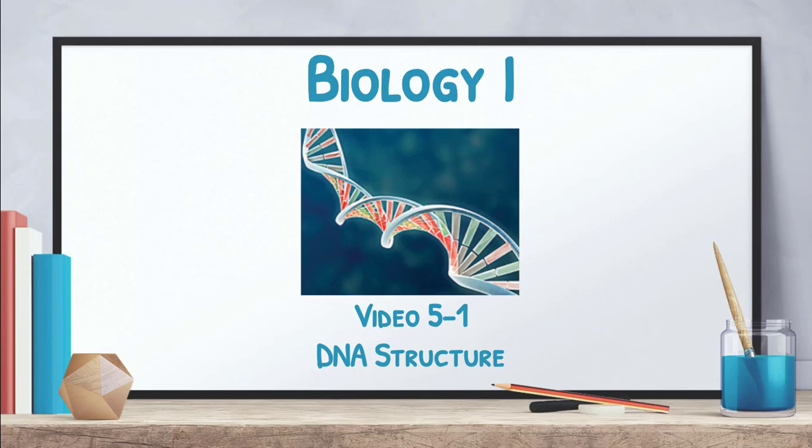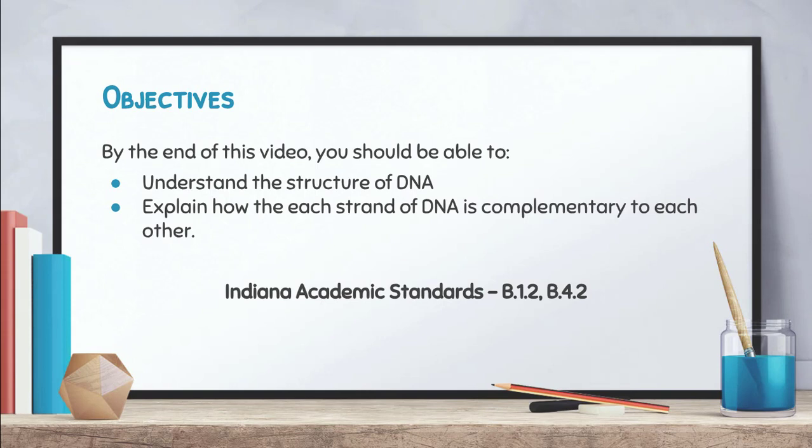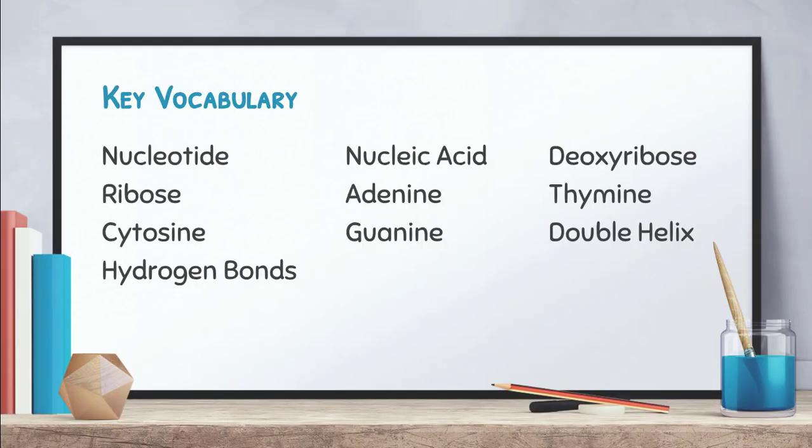So we're going to take a look at the structure of this amazing molecule found deep inside each and every one of our cells. So hopefully by the end of this video, you should be able to understand the structure of DNA and also be able to explain how the strand of DNA, how each one is complementary to each other. You'll see what that means here in just a moment. Let's take a look at some key vocabulary terms that you need to make sure that you know for this video. We're going to start with nucleotide, dive into nucleic acids, deoxyribose, ribose, adenine, thymine, cytosine, guanine, double helix, and hydrogen bonds.